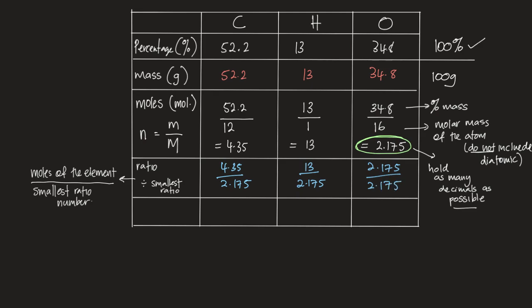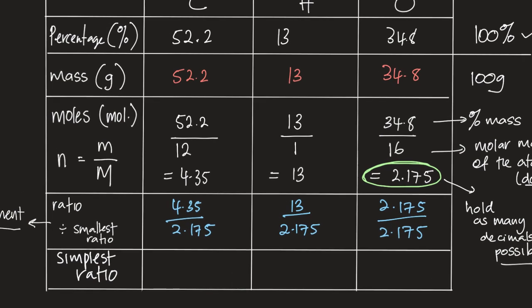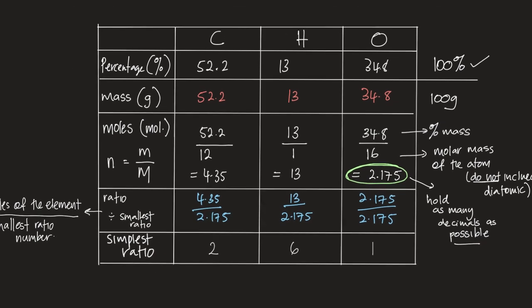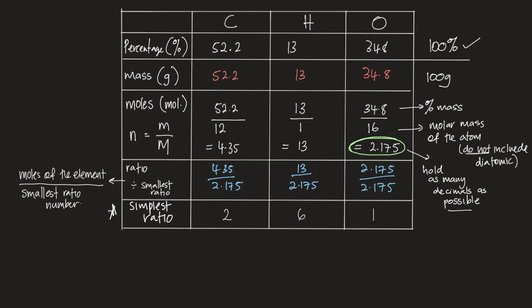All right, so what I do then, in my third column, that's going to give me the simplest ratio. Okay, I'm just going to zoom in. You should have the notes that are on the side. So if I put 4.35 over 2.175, I get 2. If I take 13 divided by 2.175, I get 6. And if I get 2.175 divided by 2.175, I get 1. Now this ratio is what we've been looking for. This is what we need.